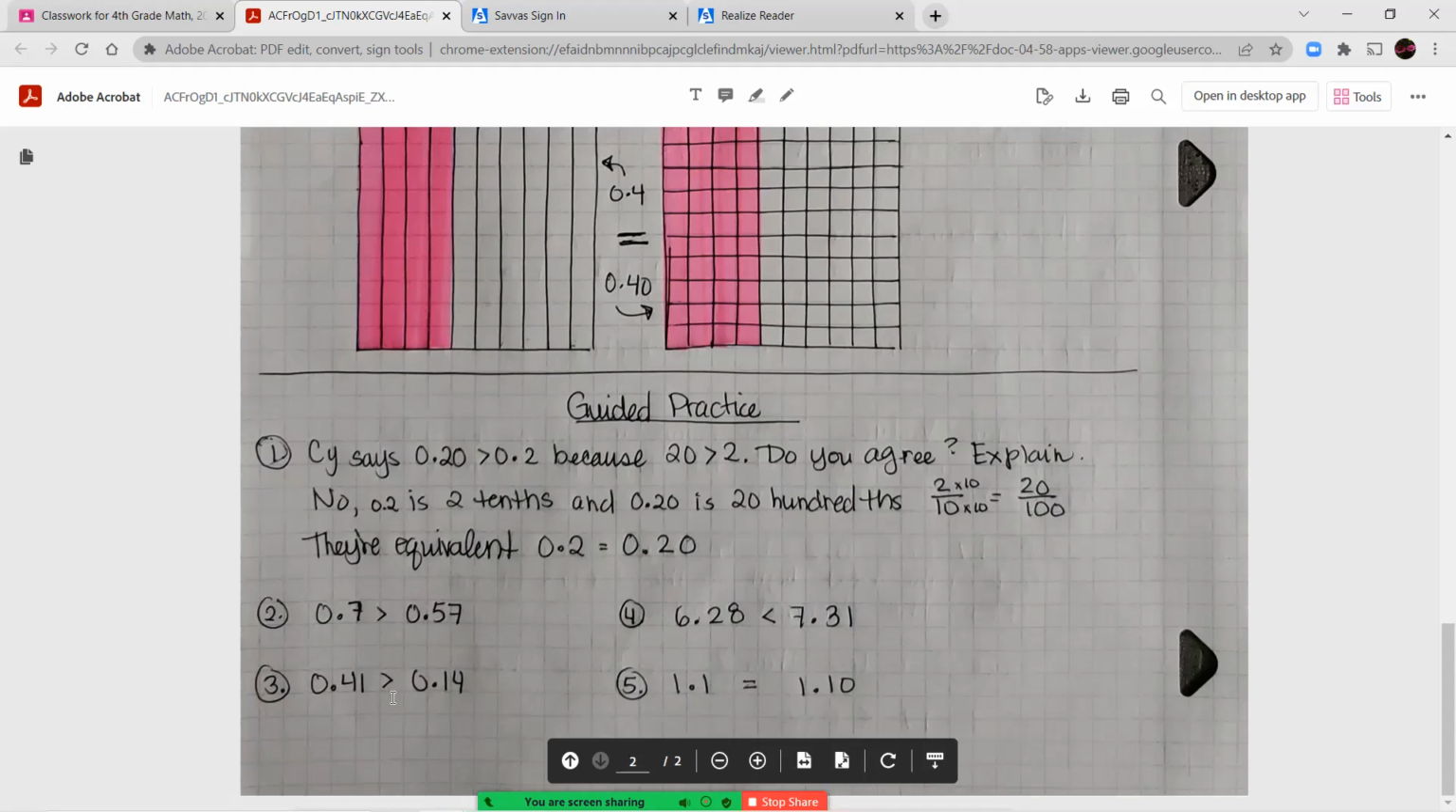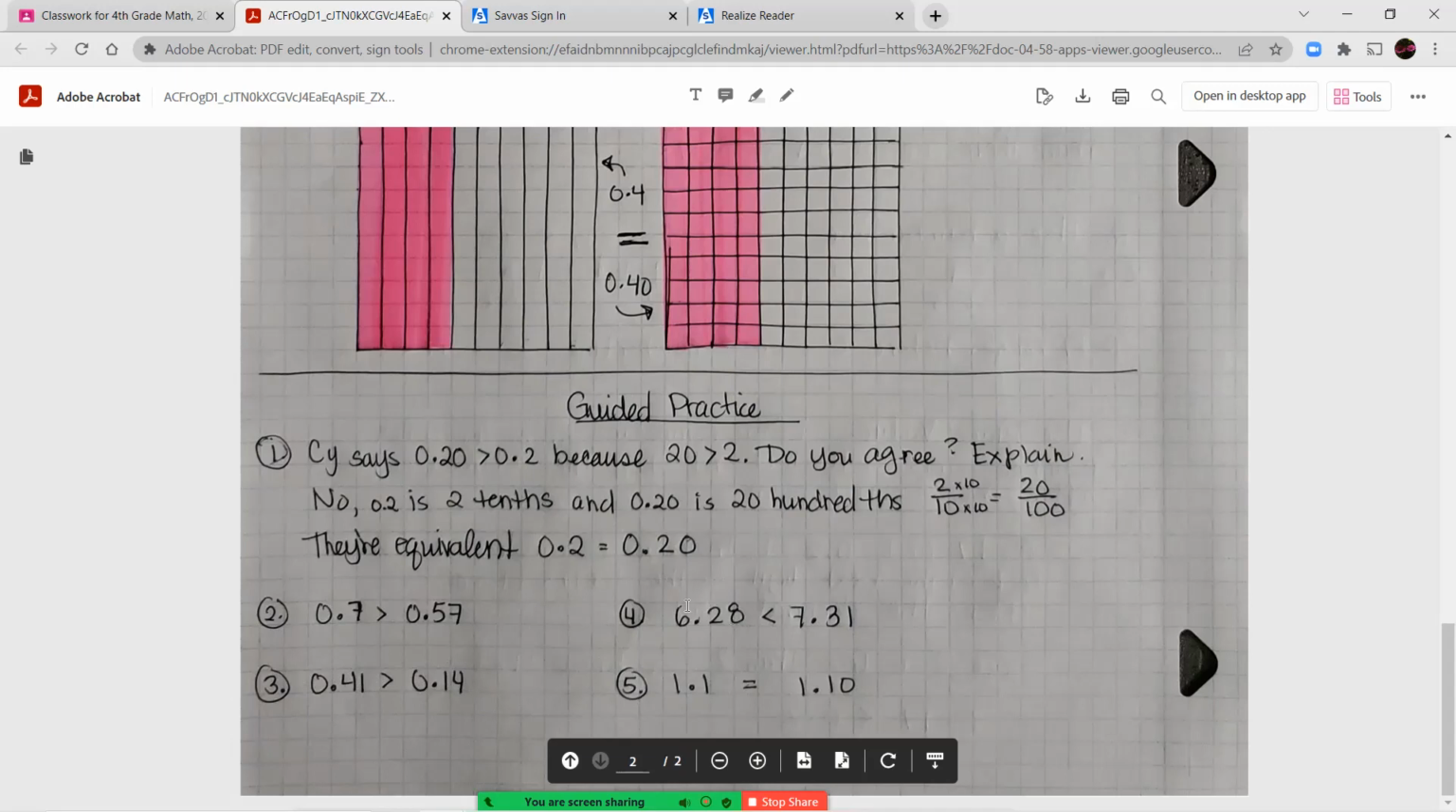For number 3, 0.41 or 0.14. So 41 out of 100, 41 hundredths, or 14 hundredths. 41 hundredths is going to be greater than 14 hundredths because this has 4 of my tenths and then 1 of my hundredths, and this has only 1 of my tenths and 4 of my hundredths.